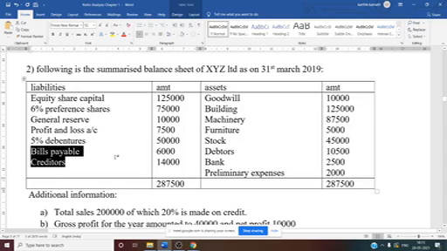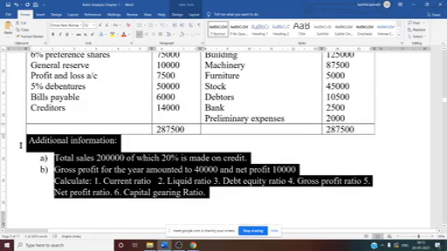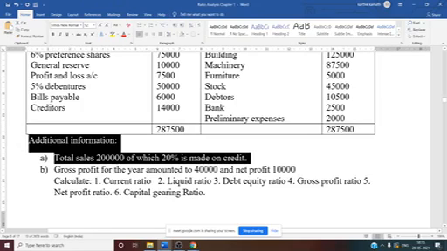See this, what is that additional information? First one, total sales, that is 2 lakh. Total sales 2 lakh, of which 20% made on credit. That means out of these 2 lakh rupees, 20% is credit, 80% is cash. But we want a total sale, that's it. So that is of no use other information. So total sale directly given in the question.